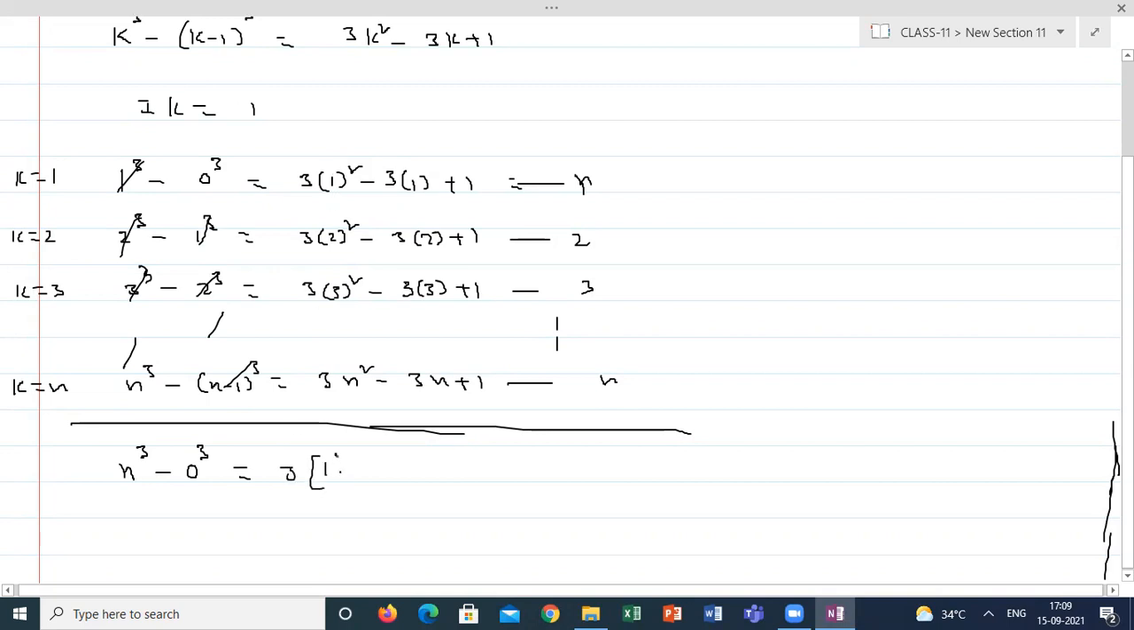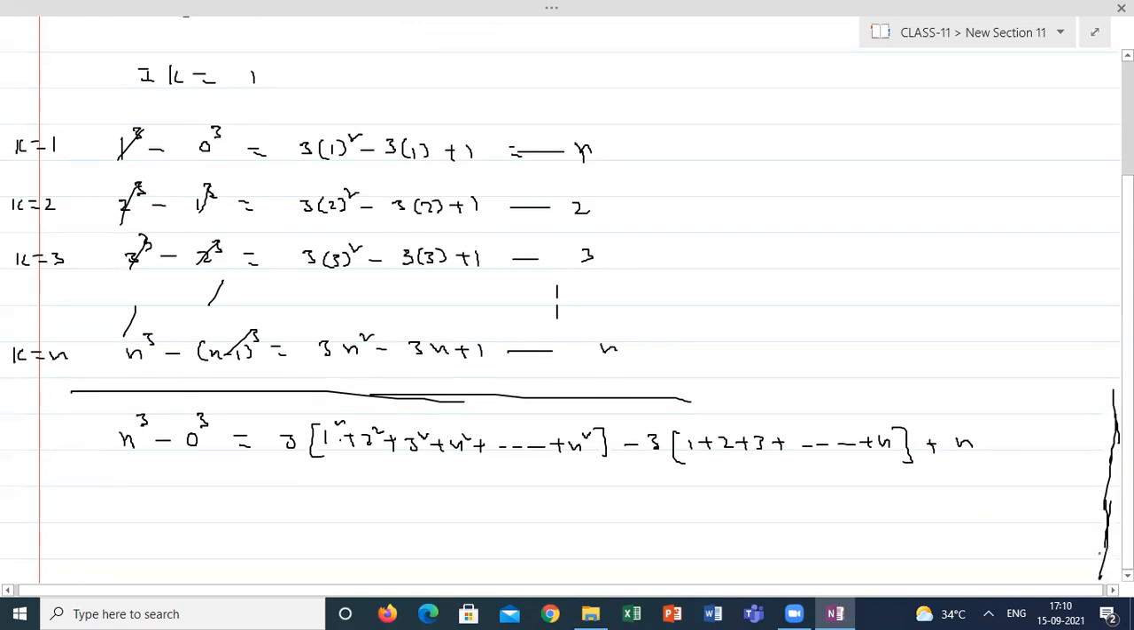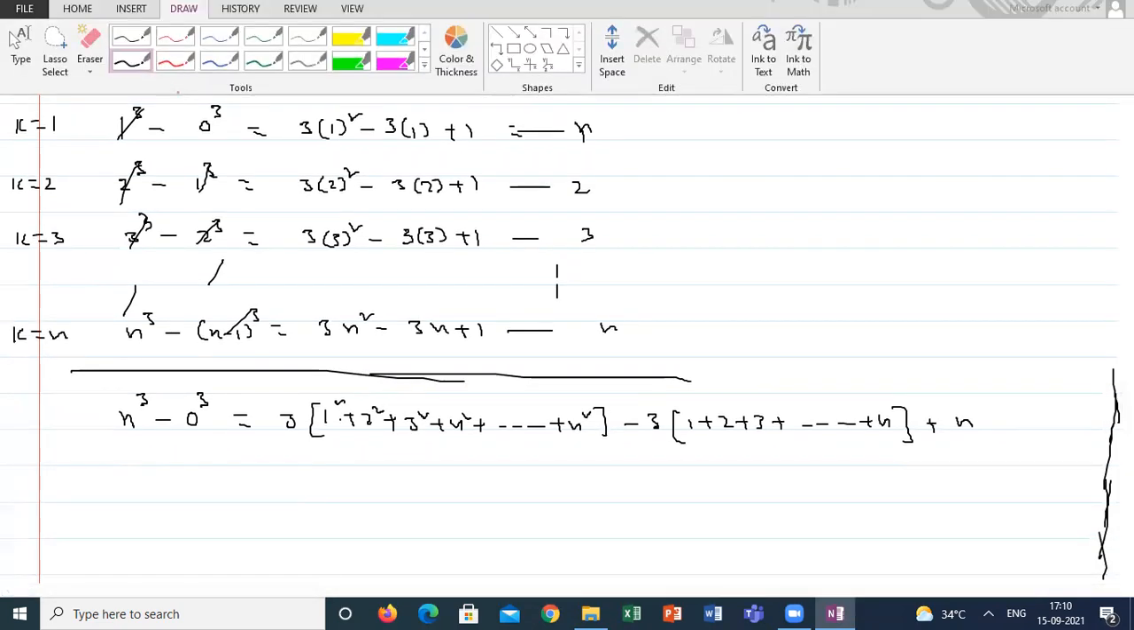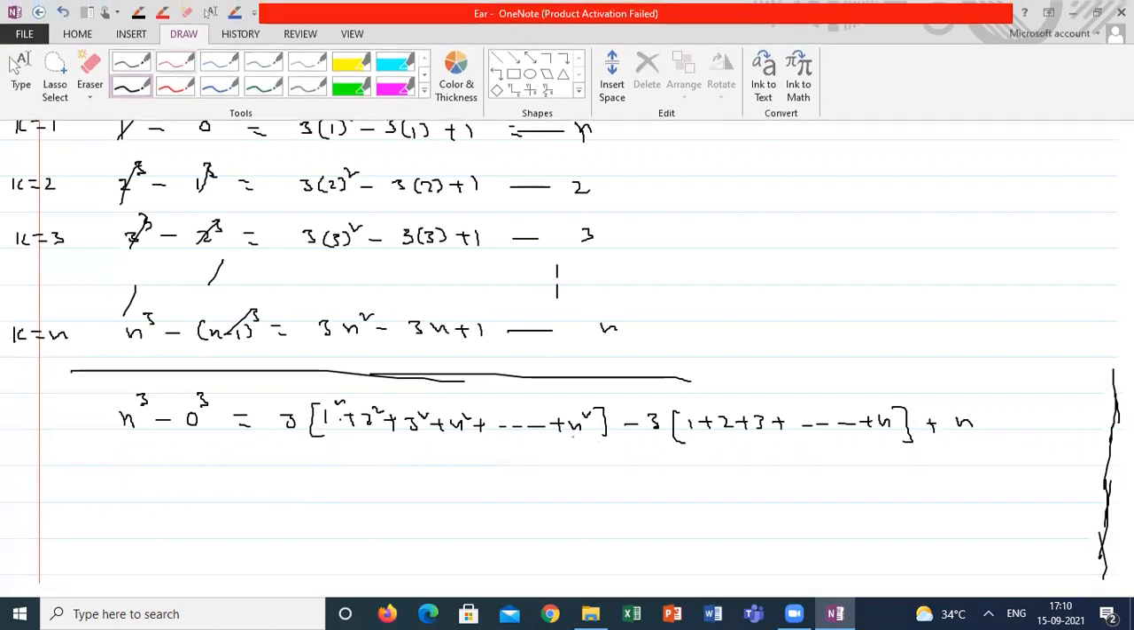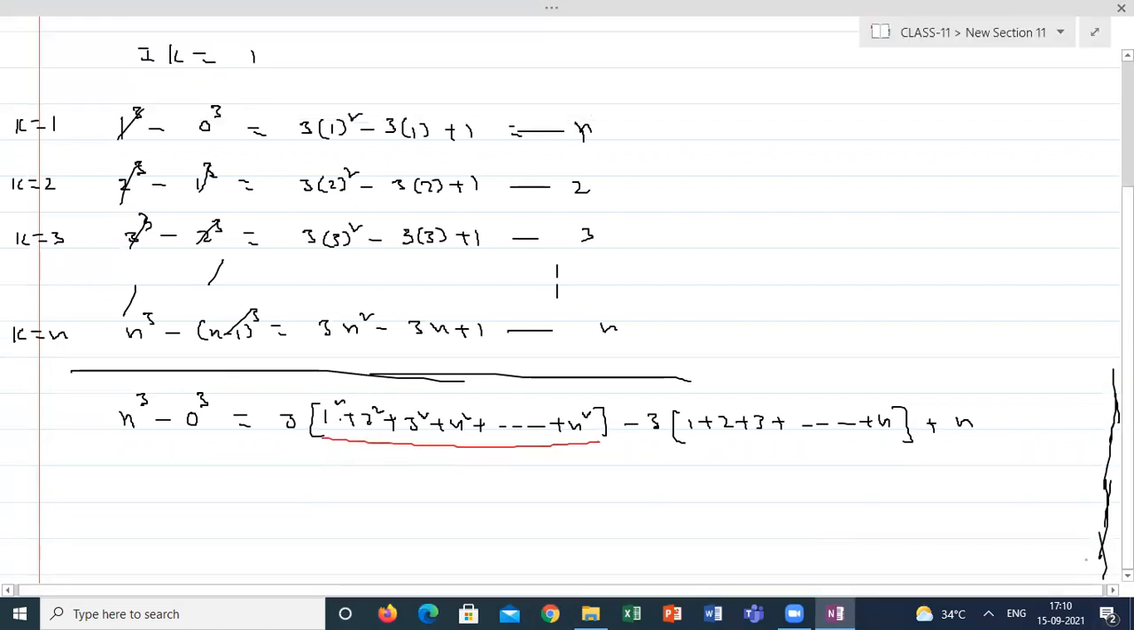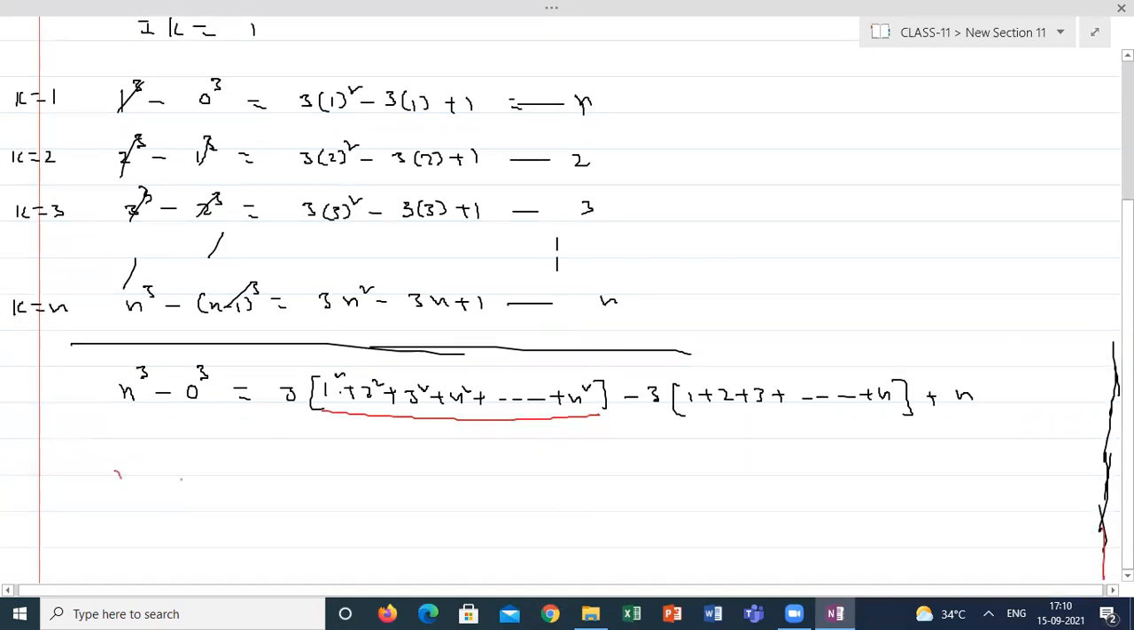3 into (1 square plus 2 square plus 3 square plus 4 square and so on up to n square). The second term is minus 3 into (1 plus 2 plus 3 and so on up to n). The last one is 1 plus 1 plus 1, n times you are adding, so it is n. Now this can be written as 3 into sigma n square minus 3 into sigma n plus n.